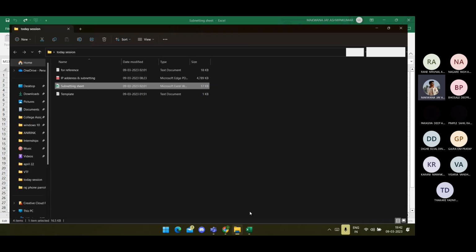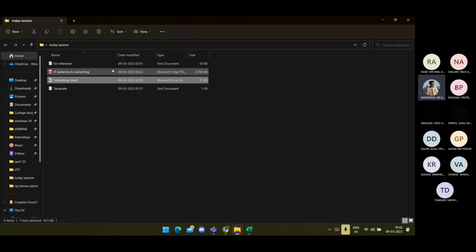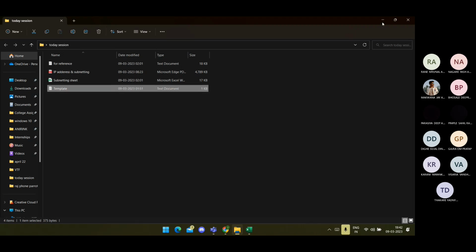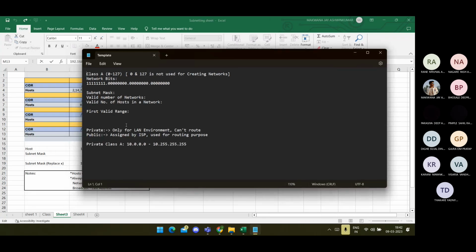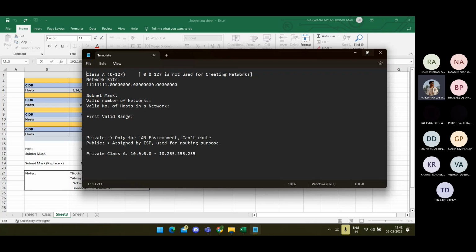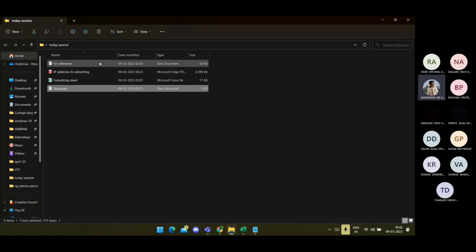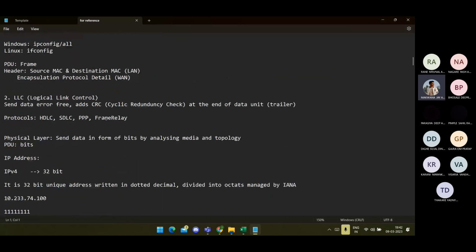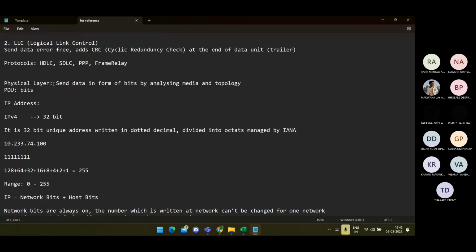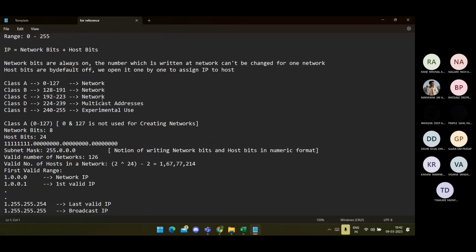Okay, before this, I will explain each class's default host and network portions. Then we will go to the subnetting part. This is the template where we are going to write, and this is the reference template which I have already written. So we can take the reference from this. A class is used for networks, D is used for multicasting, and E is for experimental use.